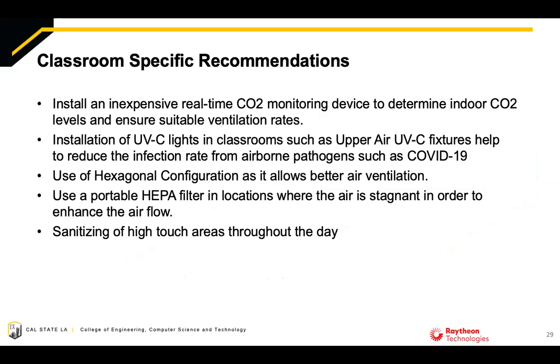Our classroom-specific recommendations are to install an inexpensive real-time CO2 monitoring device to determine indoor CO2 levels and ensure that suitable ventilation rates are being met. The installation of UVC lights in classrooms, such as upper air UVC fixtures, to help reduce the infection rate from airborne pathogens such as COVID-19 and other viruses. The use of the hexagonal configuration, as it allows for better air ventilation inside a classroom. If that hexagonal configuration is not possible, then the use of a portable HEPA filter in locations where the air is stagnant in order to enhance the airflow and create better ventilation. Also, the sanitizing of high-touch areas throughout the day.